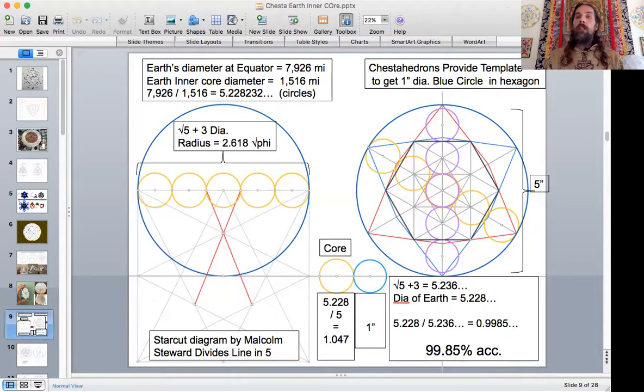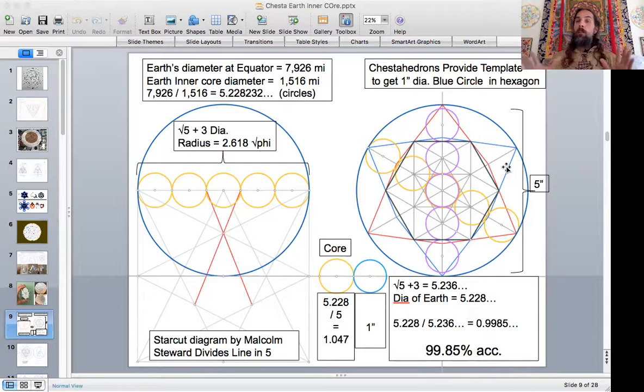All right, so let's take a look at this slide here, because this one has the most writing on it out of every slide in this. But it's super important for me to just go through this so you kind of understand what it is that I'm about to do here, because what we have to do is figure out how to get the core of the Earth inside the sphere created by the Chestahedrons, okay?